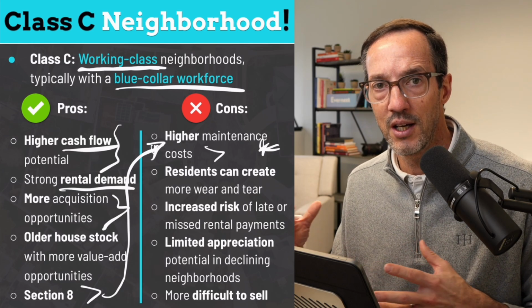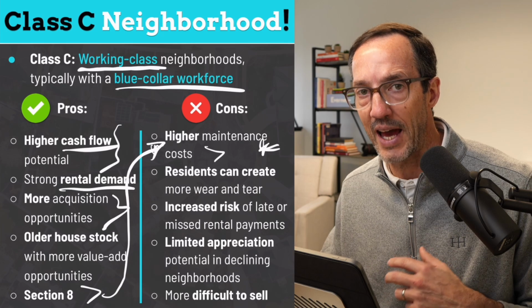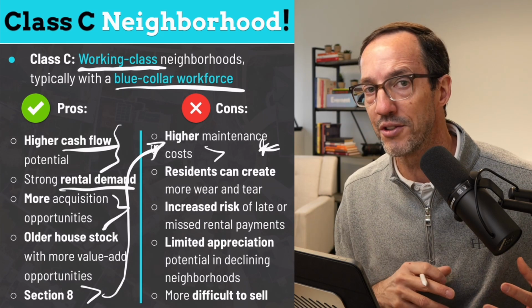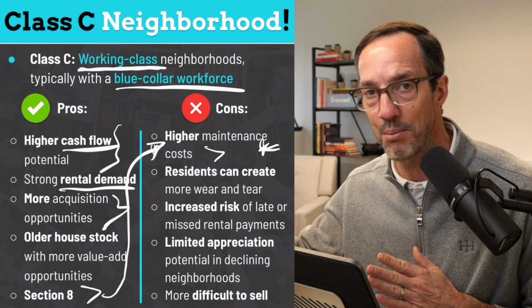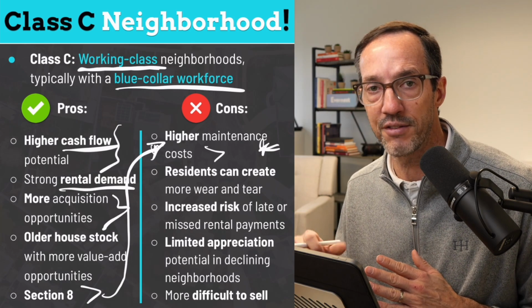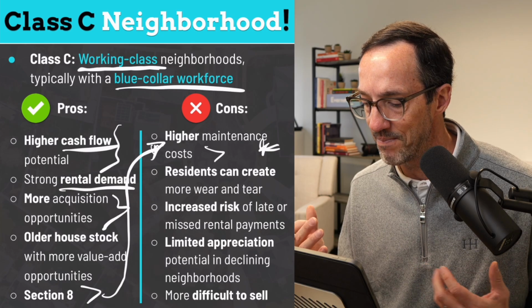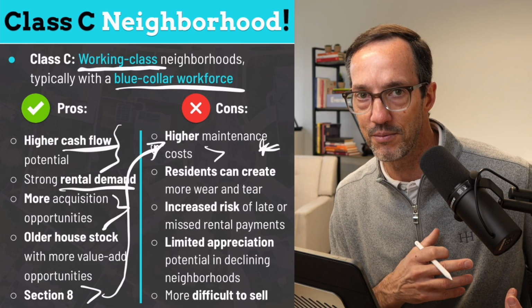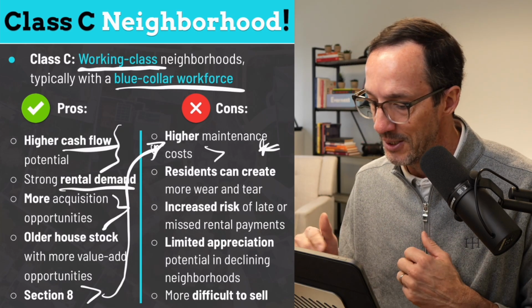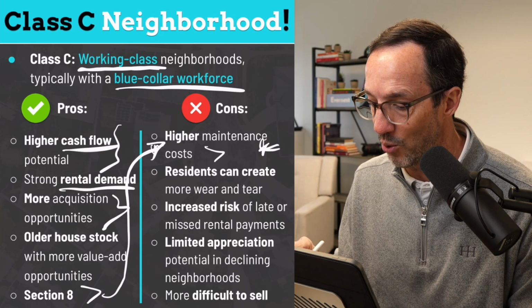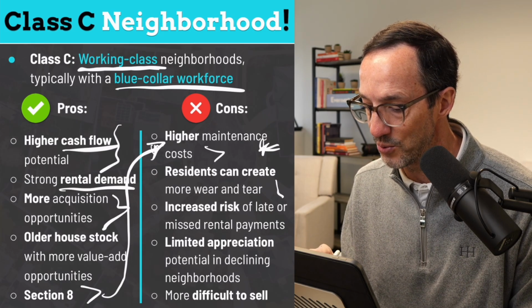home more. Some of them tend not to have full-time jobs, which is why they're on the Section 8 program to kind of get them to that point. But in the meantime, they live in the house, they flip switches more, they flush commodes more, so there's more maintenance that goes in with that, although people love the guaranteed income from the government. So residents can create more wear and tear, mentioned that, increased risk of late fees.